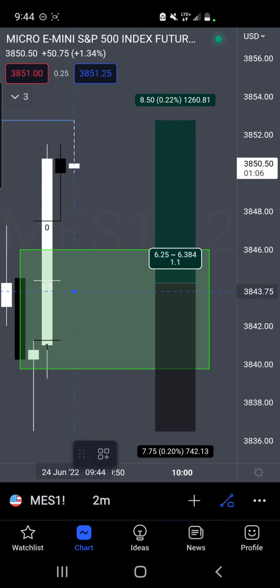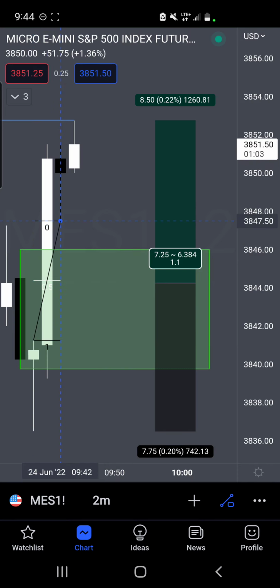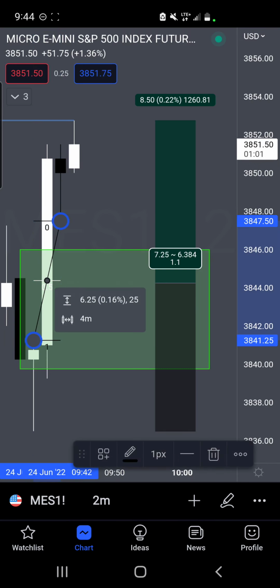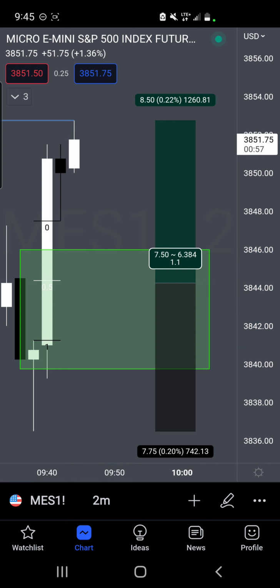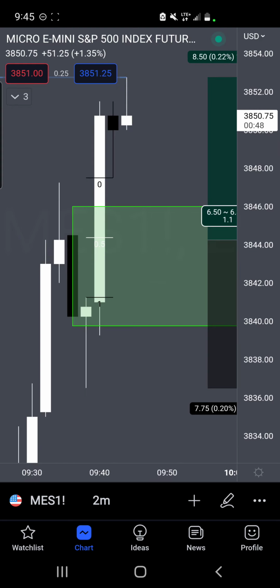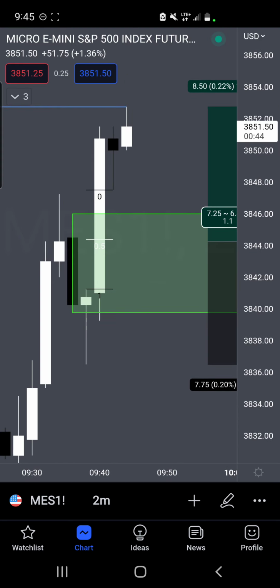That depends, because the range of this gap is 6 points. Okay, so normally 6 point gaps can get filled, but from my studies, not the range of the gap. I want it to be a smaller gap. I like gaps to be like 3 or 2 points or something.